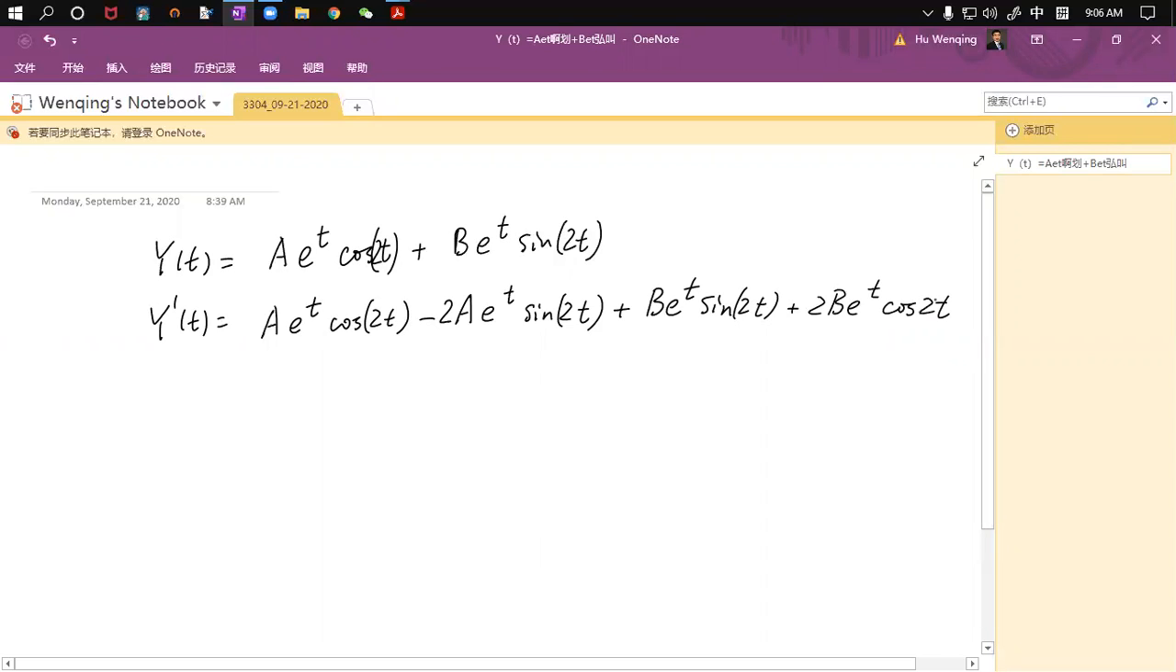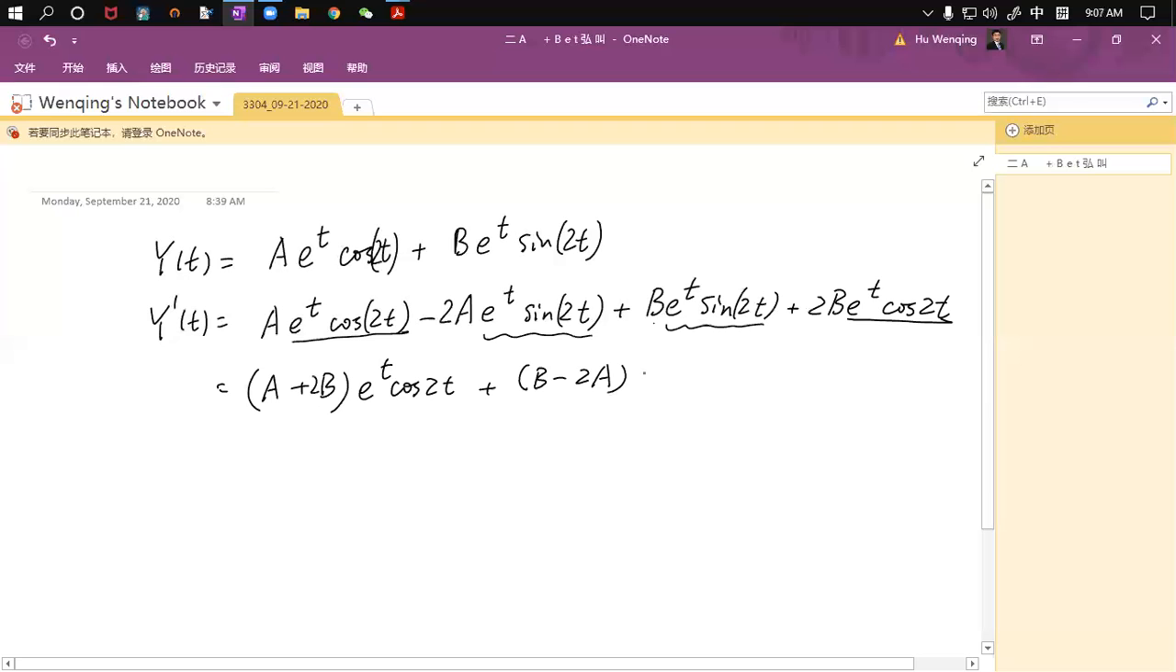So y prime is actually, you have to collect the terms. By collecting terms, you see e power t cosine 2t is a common term. So that's a plus 2b e power t cosine 2t. And then plus b minus 2a, with this common term, e power t sine 2t. So you have this, right? So that's y prime of t. And you have to keep taking derivatives. So y double prime of t.